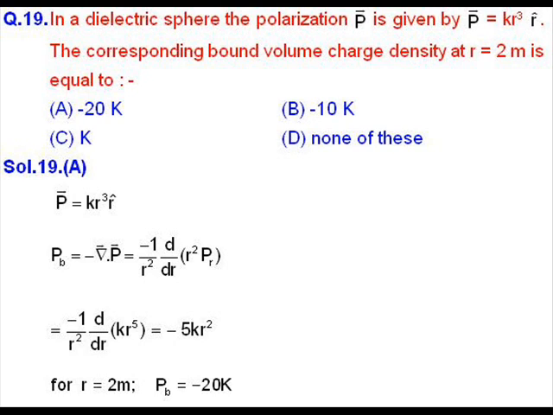That implies minus 1 by r square d by dr of K r to the power 5. That implies minus 5 K r square. For r equals 2 meter, rho b, or bound volume charge density, equals minus 20 K. Option A is correct.